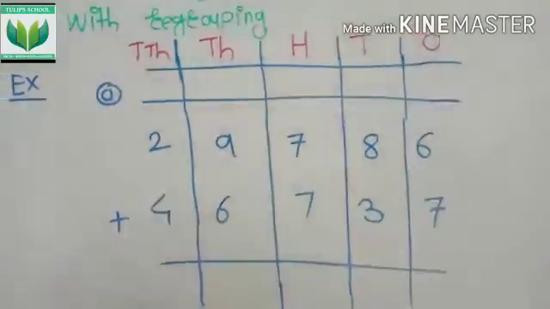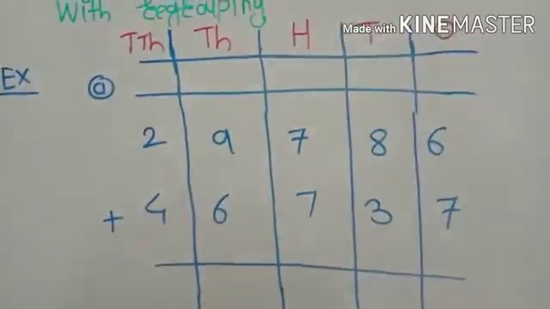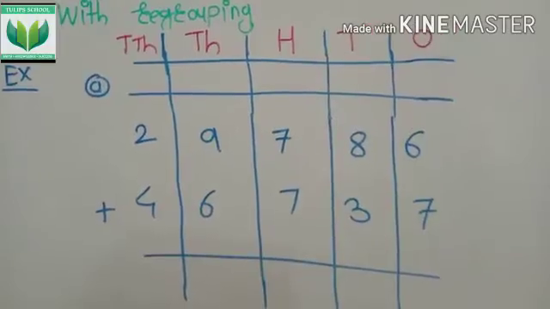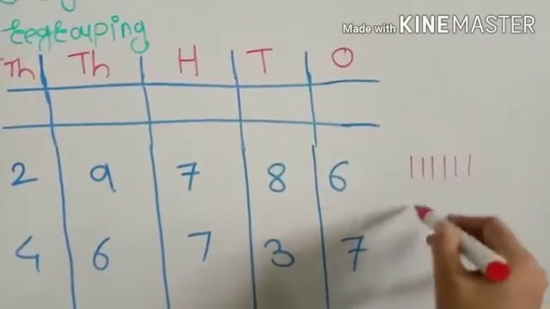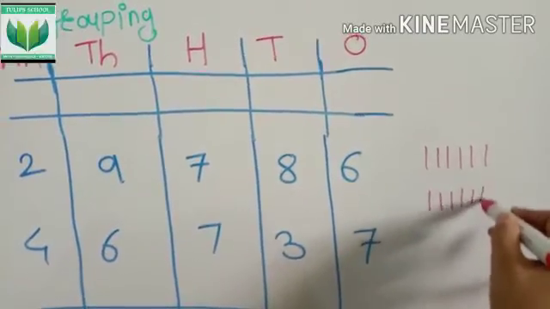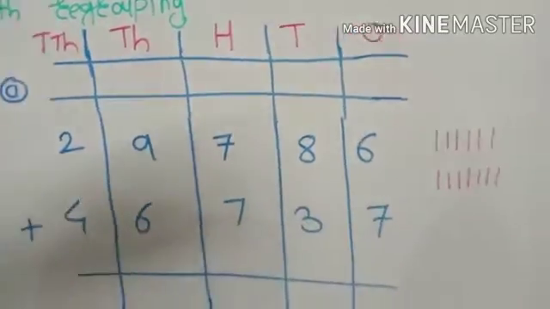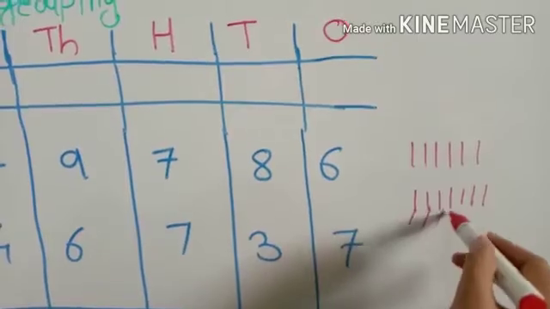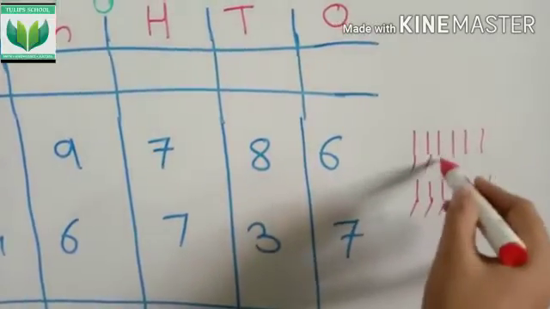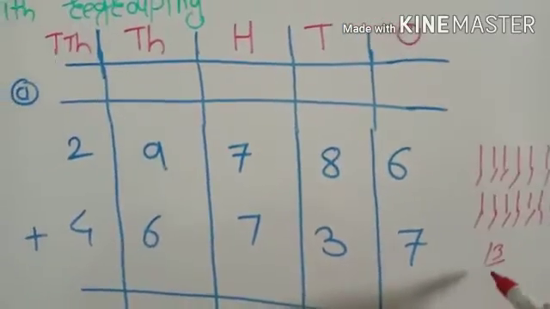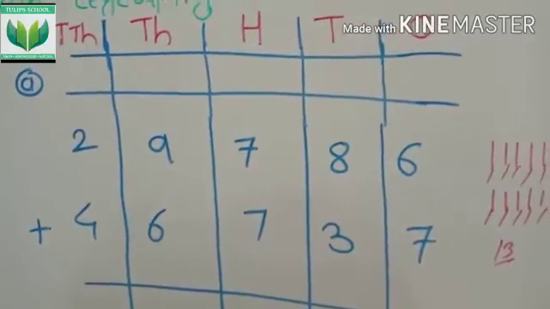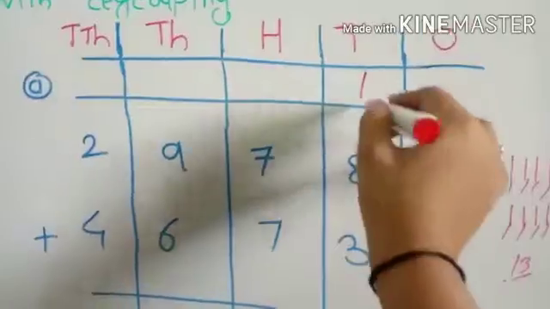Now let's do additions. 6 plus 7. Counting: 1, 2, 3, 4, 5, 6, then 1, 2, 3, 4, 5, 6, 7. Now count these whole lines: 1, 2, 3, 4, 5, 6, 7, 8, 9, 10, 11, 12, 13. Now the answer is 13. In the ones place we have to write the digit downside and the tens place we have to write the carry.